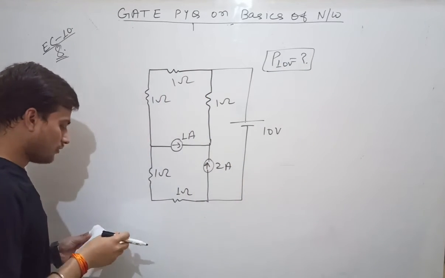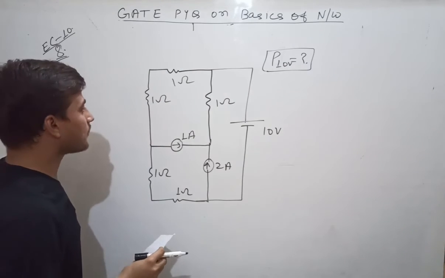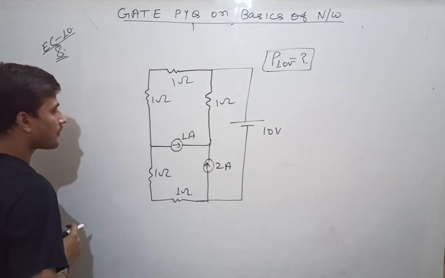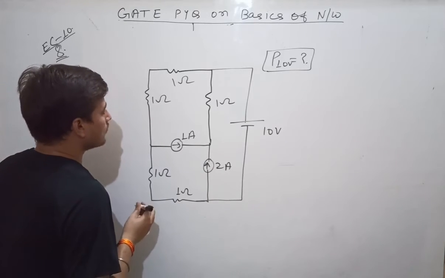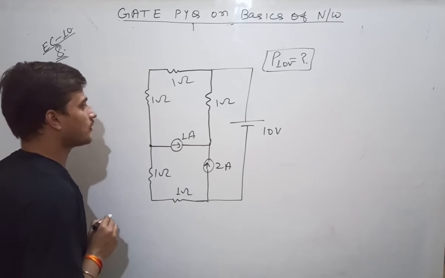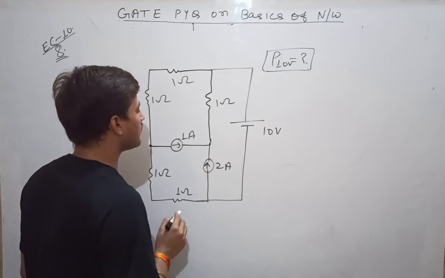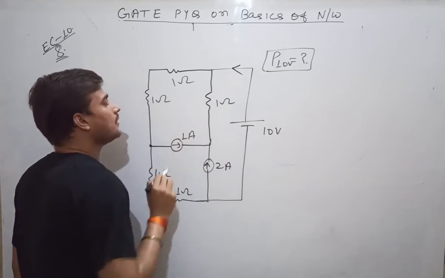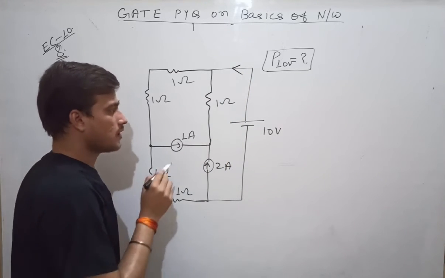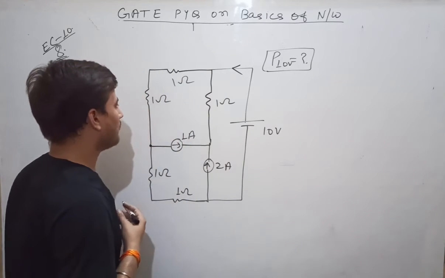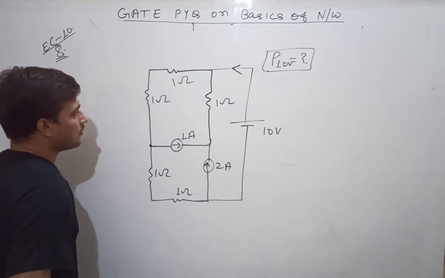So how do you find? How will you find the power supplied by this 10 volt source? See, come at this point. Actually, anyhow, you have to calculate the current delivered by this battery. Then you will multiply the current by voltage, you will get the power delivered by the battery. Clear?